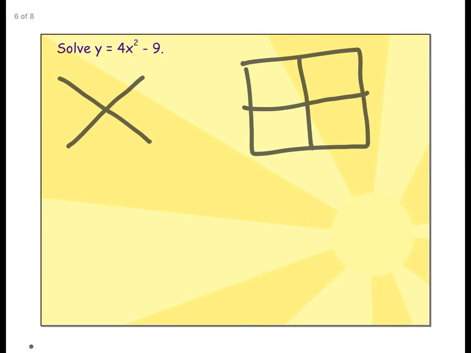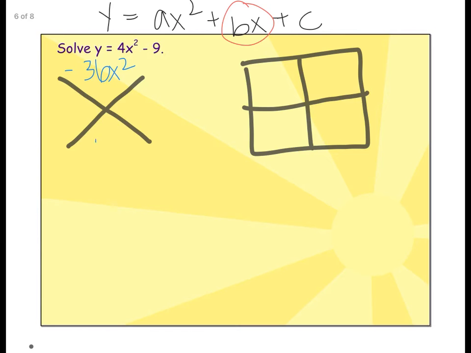Okay, let's try another one. Y equals 4x squared minus 9. No GCF here. This one looks a little bit different though when I look at it. Normally, if we have a trinomial, we have y equals ax squared plus bx plus c. So here, I don't have a bx here, so that's important to note. So let's see. That means we're going to just have negative 36x squared here. Remember a times c, and 0x here because there's no b term.